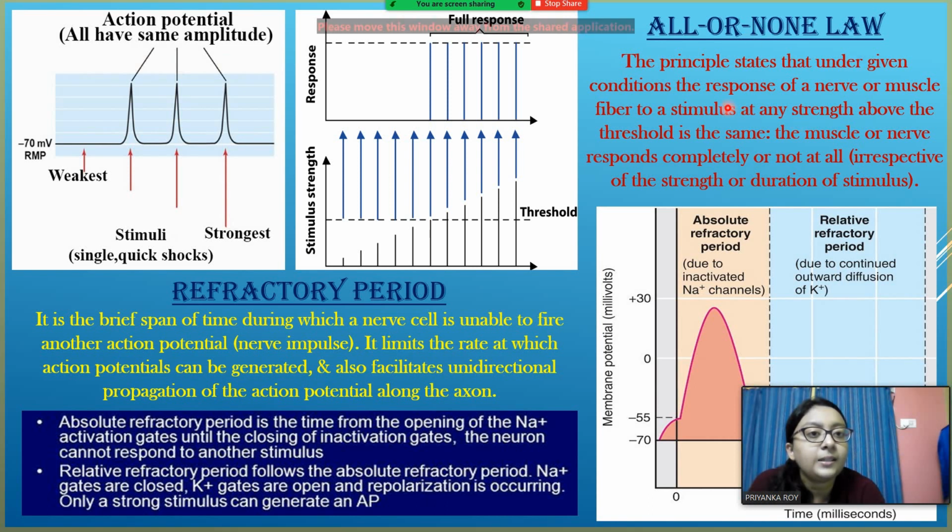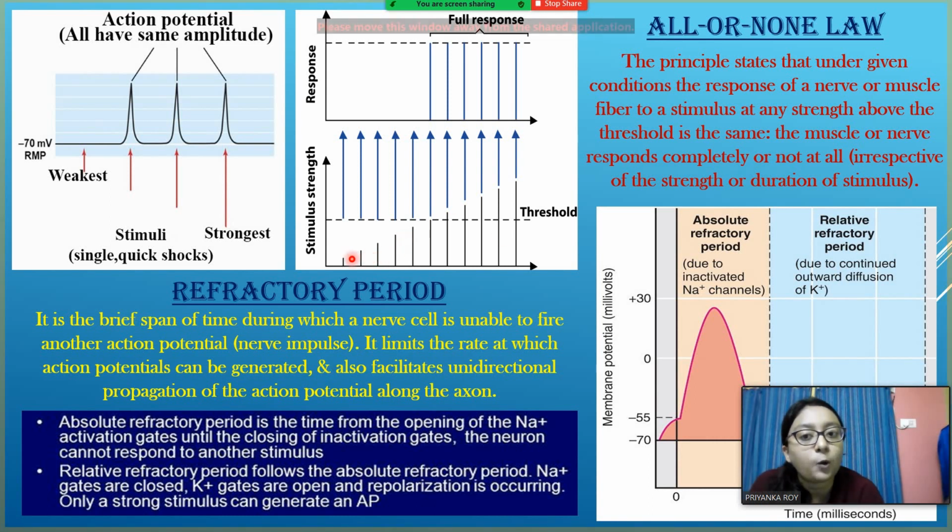The principle states that the response of the nerve will always be the same. If there is a strong stimulus, strong enough to cross the threshold so that the potential can cross the threshold, then the action potential will always be the same. And if it is a weak stimulus, then it will not cross the threshold and it will not generate an action potential. So that means it is either all or none in case of a response to a particular stimulus.